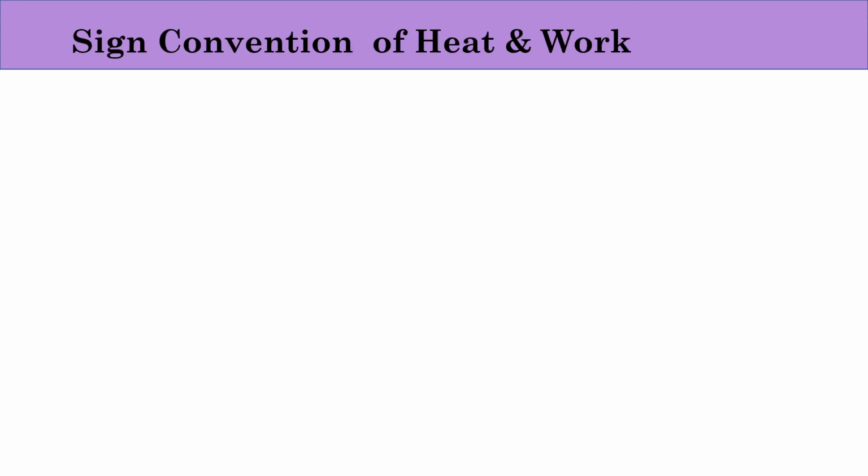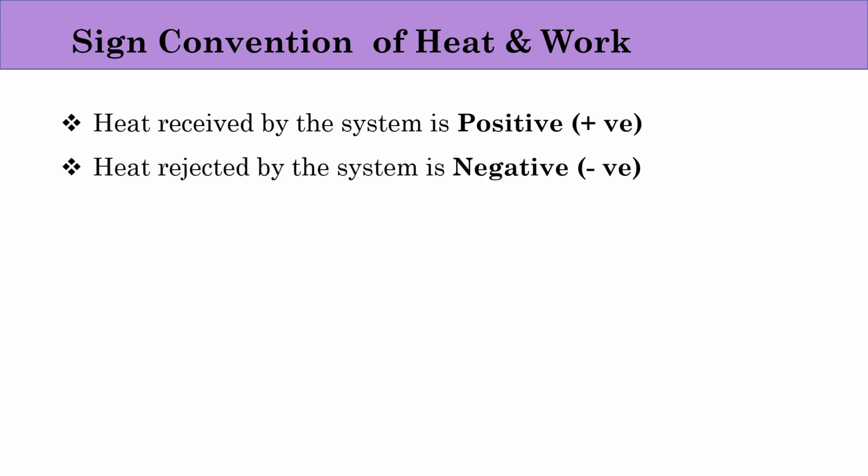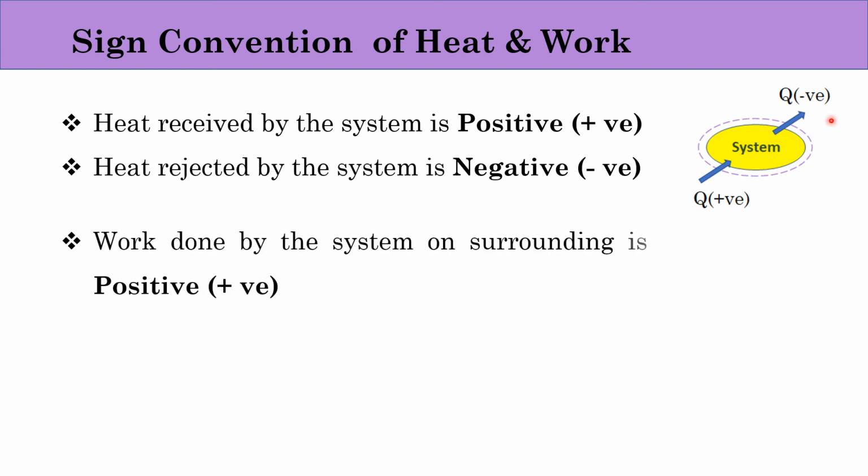Now sign convention, it is something which is very important while solving the numericals. So let us understand this. First is the heat received by the system is positive and heat rejected by the system is negative. So let us understand this with a figure. So this is a system. So when we give heat to the system, the heat which is given to the system will be positive. And if the heat is rejected by the system, then it will be negative.